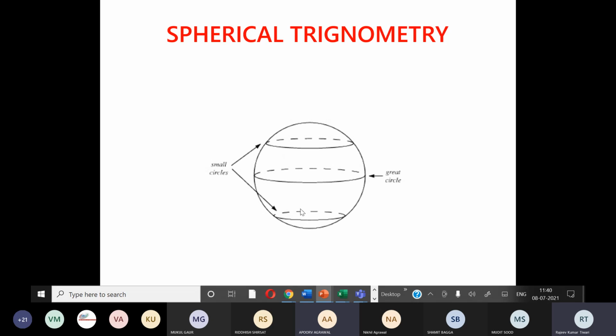Examples are the parallel of latitude and the parallel of declination. So these are small circles. While the equator is a great circle, its plane passes through the center of the sphere.